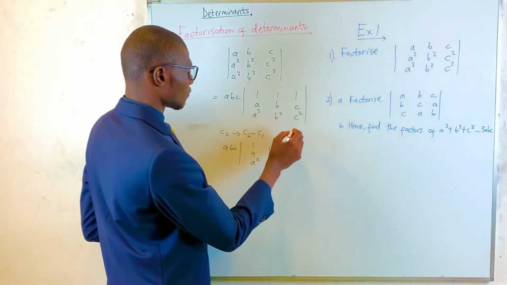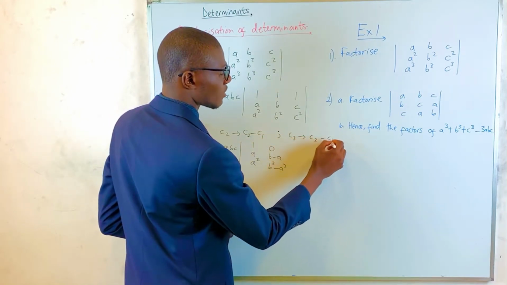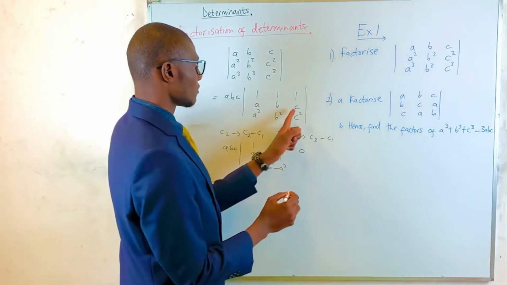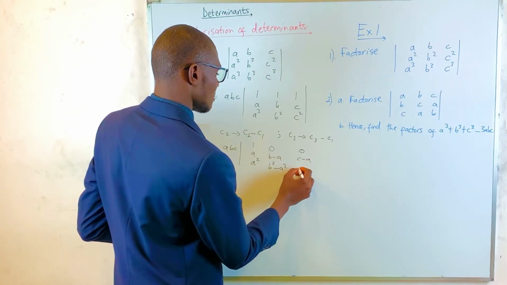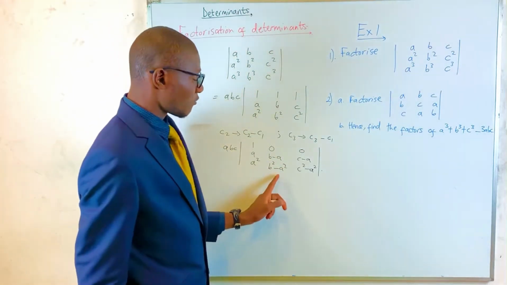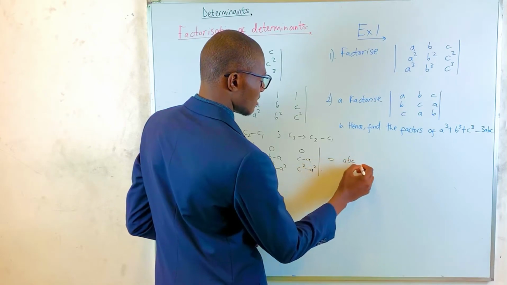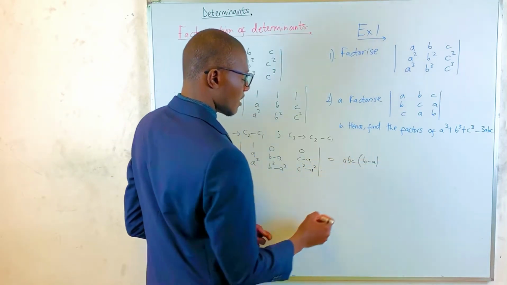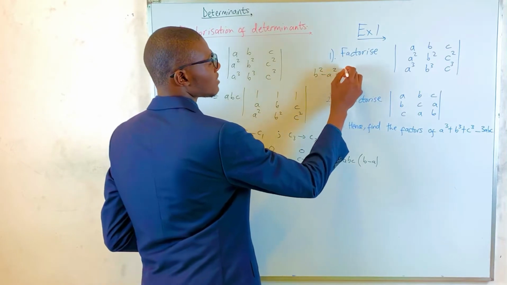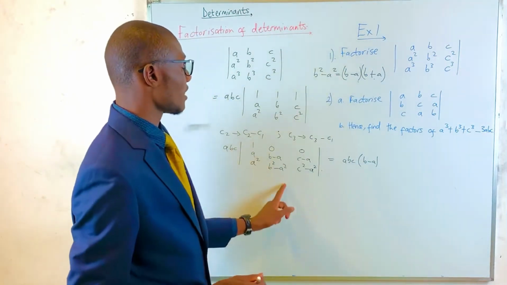Then column 3 as well, we can rewrite it as column 3 minus column 1. So 1 minus 1 is 0, then c minus a, then c squared minus a squared. If we break this down step by step, from column 2 we see that b minus a is a common factor. Why? Because b squared minus a squared is a difference of two squares, so this is b minus a times b plus a.